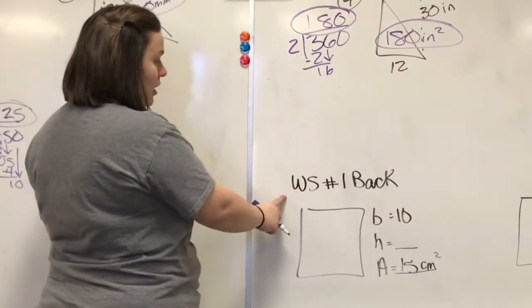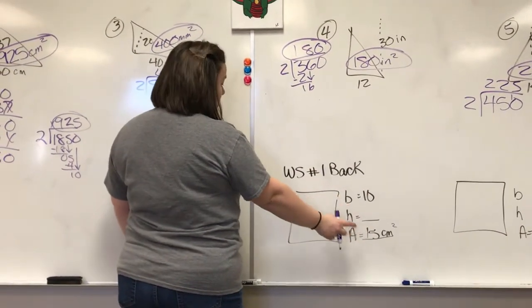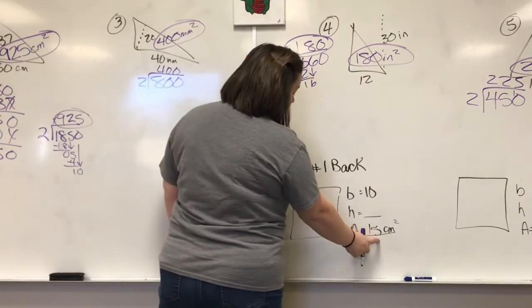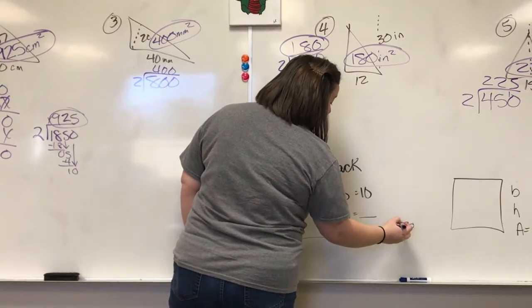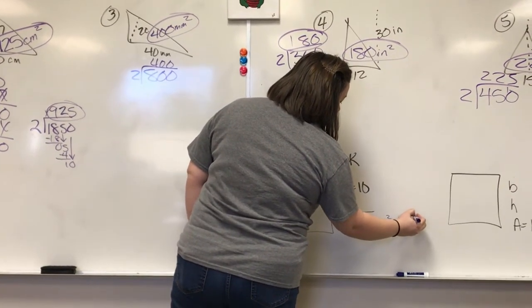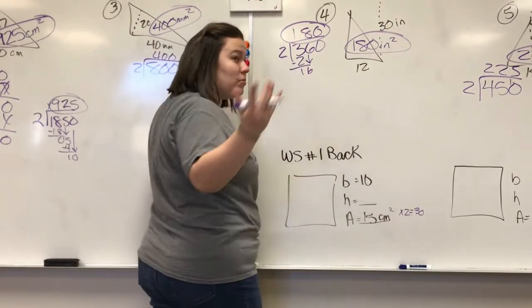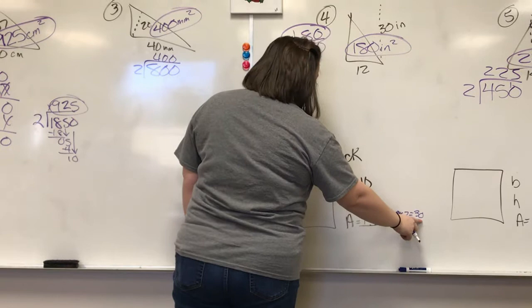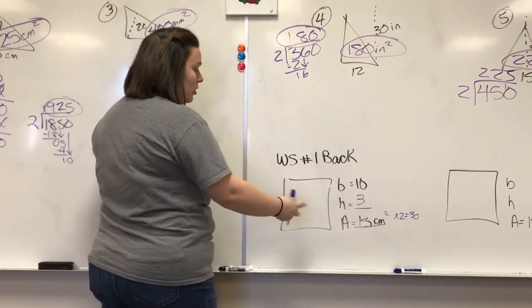This first area is 15. It gives you a base. It does not give you a height. So how do we find the height? First thing, you have to times it by 2. Sorry, I get ahead of myself. Times by 2 equals 30. Then ask yourself, 10 times what gets me to 30? That answer is 3. Then you have to draw it on your grid.